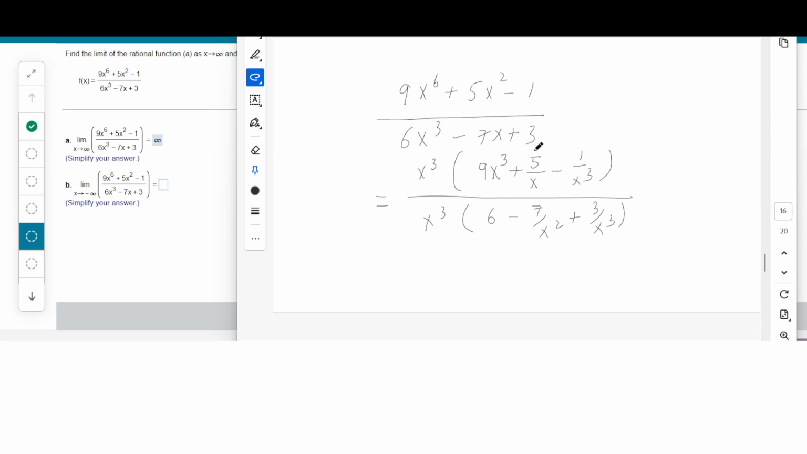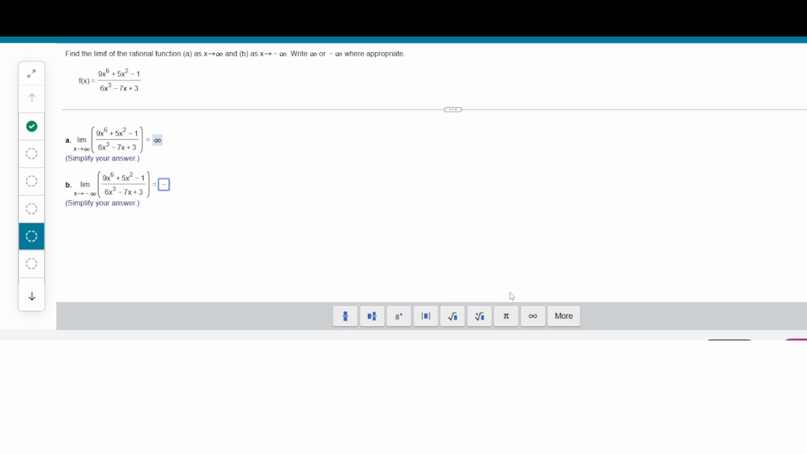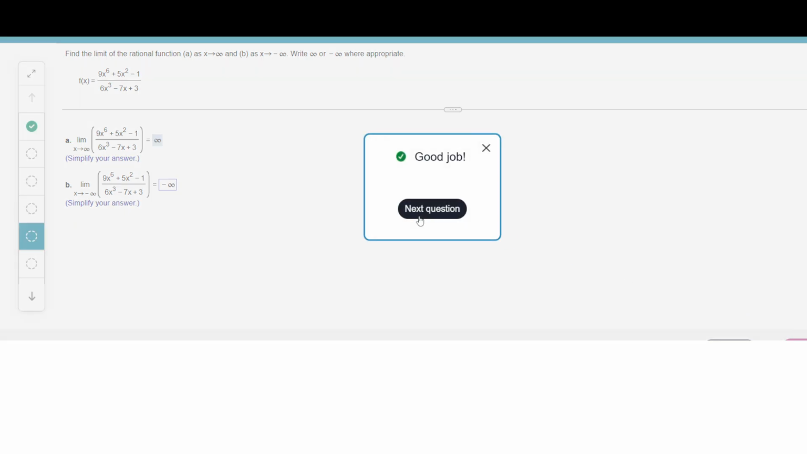Look at here, I just rewrote this. In that way, I can cancel this. And when x goes to negative infinity, this part goes to 0, this part goes to 0, this part goes to 0, this part goes to 0, and the only leftover part would be 9x cubed over 6. Because of the odd power here, when x goes to negative infinity, this expression goes to negative infinity, because of the odd power after cancellation. So the answer would be negative infinity.